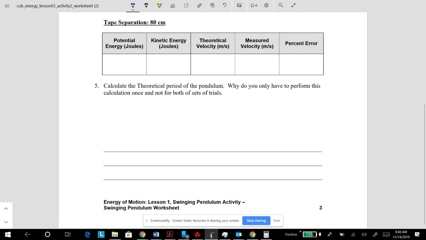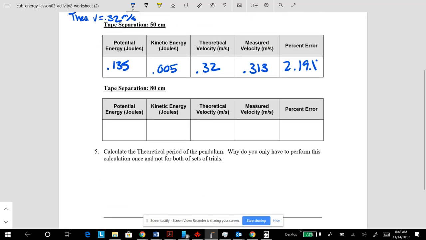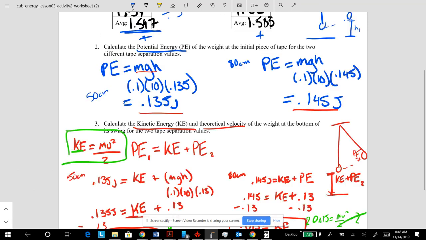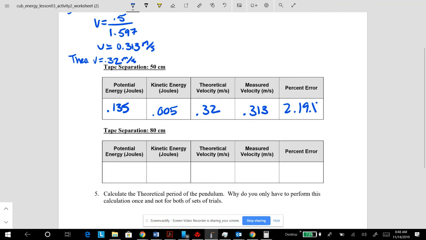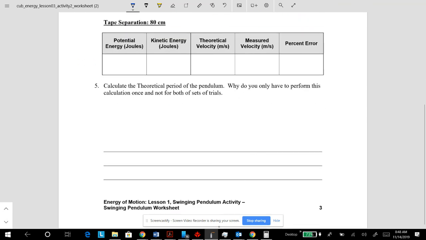So you need to find the period of the swing. You already have the period of the swing from up here. So you measured your average is going to be 1.597. So I'll go back down here and say my actual time period is 1.597. That's what I actually measured, right?